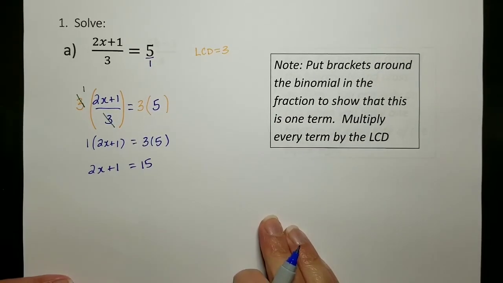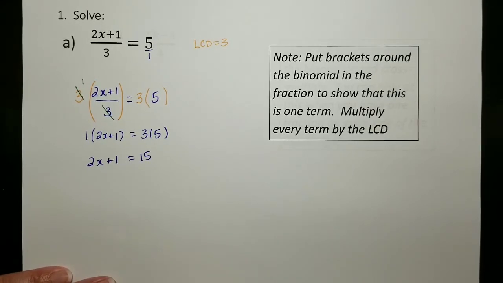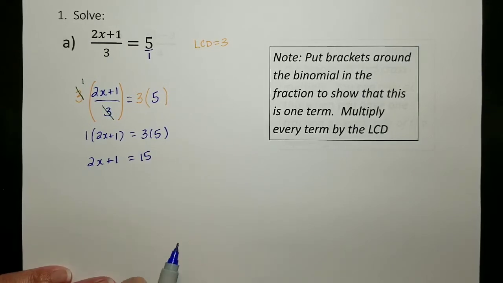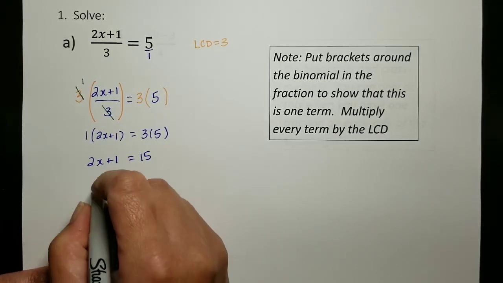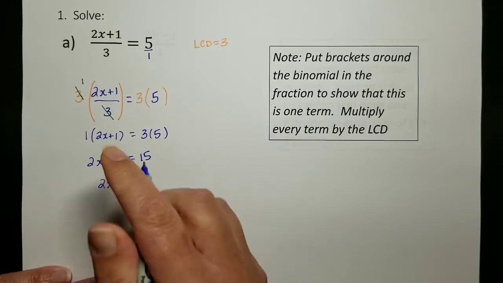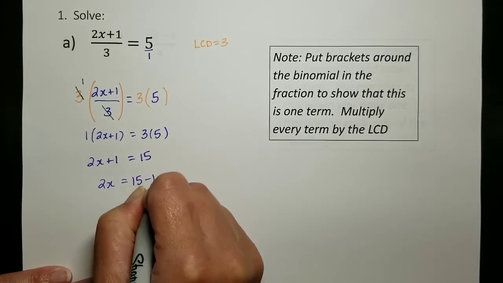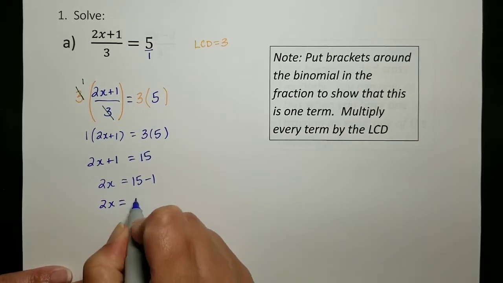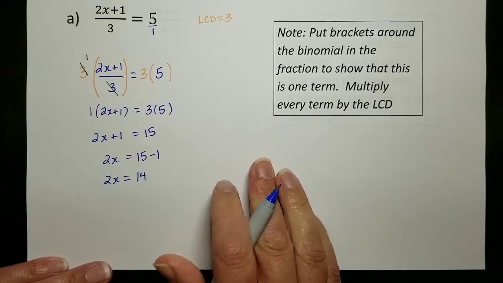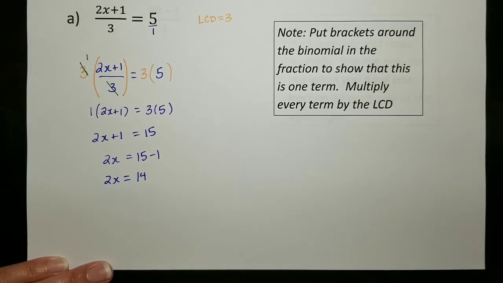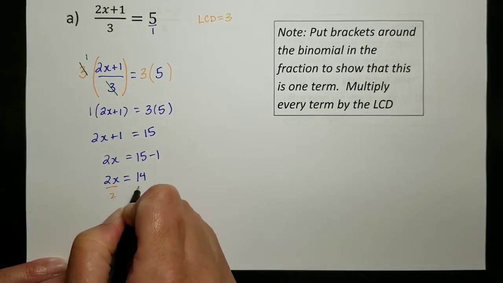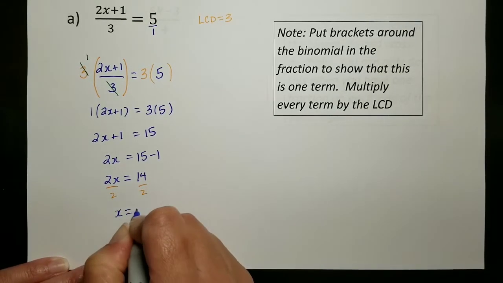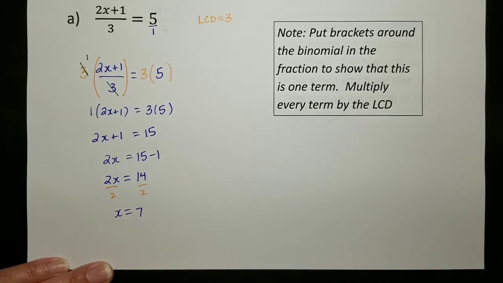So using this method of multiplying by the lowest common denominator, we really do end up with a nice clean equation like the ones we solved quite early in this unit. I'm going to go through the steps and undo the plus 1 by subtracting 1 from both sides. I'm not showing it over there, but we all know that that's what's going on. And then 15 minus 1 is 14. And then I'm going to undo that multiplication. I have multiplying by 2, so I will divide by 2 on both sides and get an answer of x equals 7 as my final answer.